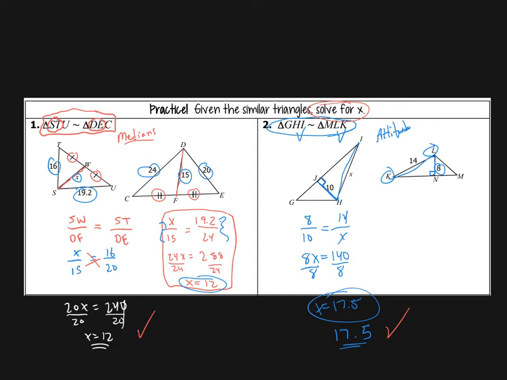Let's move on. I'm going to jump to number 4, and we'll take a look at what we have here. Notice that this length on the outside, right?